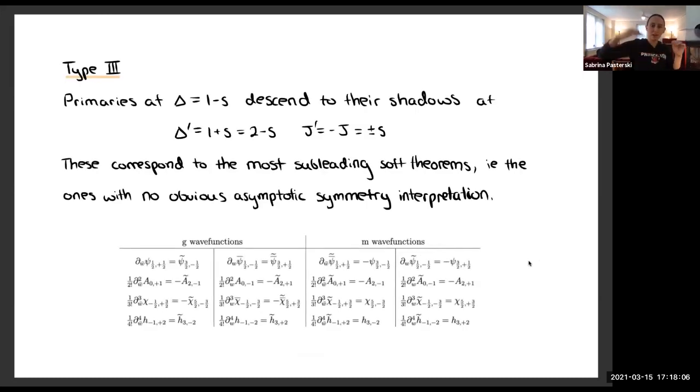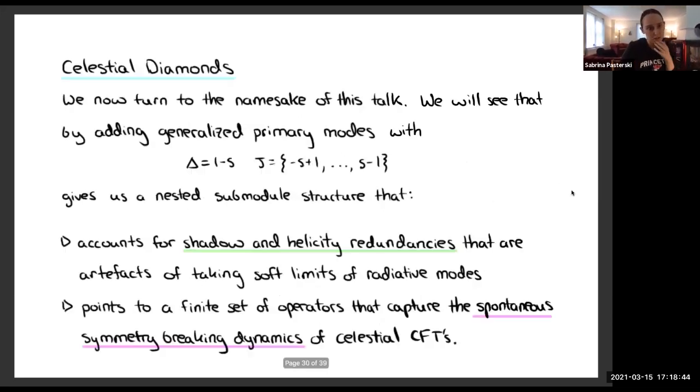For type 3, I have primaries at delta equals 1 minus s, and they descend to their shadows. So the unique type 3 is somehow between the two types. And essentially, if you take one of the primaries and you take a certain number of derivatives to land in the primary descendant, you land on the opposite helicity guys, the shadow transform of the one you started with. So from the point of view of wave functions, one of them would correspond to the subleading soft theorem, and the other would correspond to its symplectic partner, basically. So these are the ones that don't have an obvious asymptotic symmetry interpretation, but it's kind of neat that they highlight themselves in the way that they appear with these null state classifications.